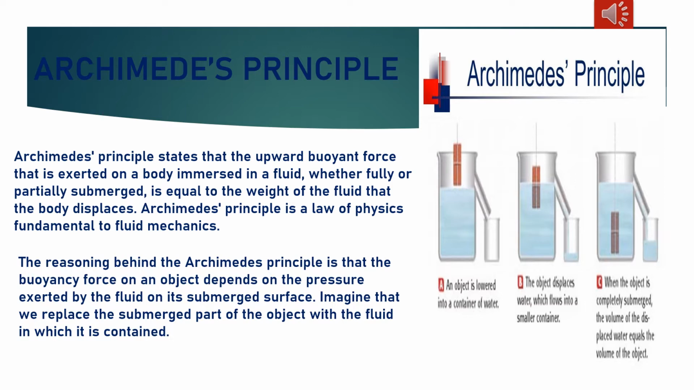In the first diagram, an object is lowered into a container of water. In the second diagram, the object displaces water which flows into a smaller container. And in the third diagram, when the object is completely submerged, the volume of the displaced water equals the volume of the object. Hope you have understood Archimedes' principle after seeing this diagram especially.